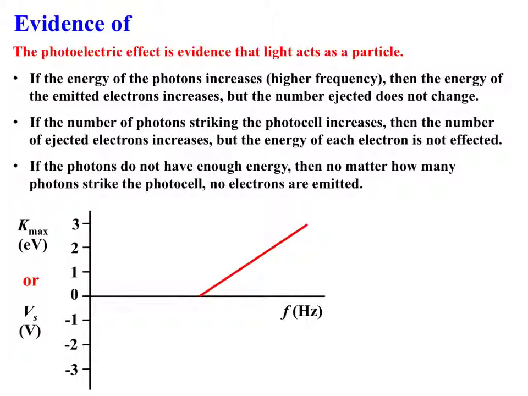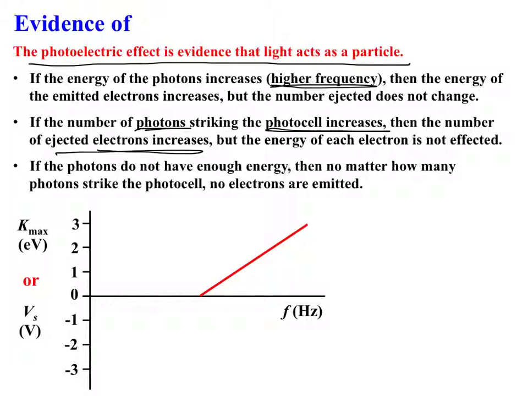This photoelectric effect is actually evidence that light acts as a particle. If the energy of the photons increases, which means we have a higher frequency, then the energy of the emitted electrons actually increases as well, but the number ejected does not change. So, if the number of photons striking the photocell increases, then the number of ejected electrons also increases, but the energy of each electron is not affected. If the photons do not have enough energy, then no matter how many photons strike the photocell, still no electrons are emitted.